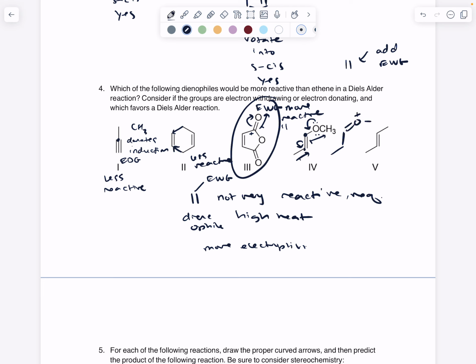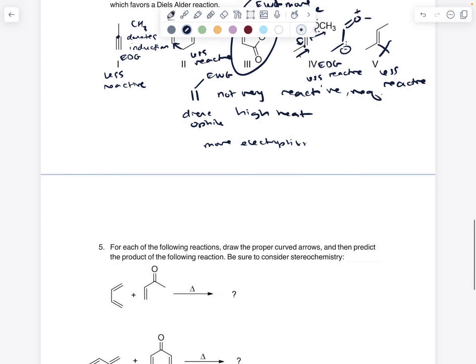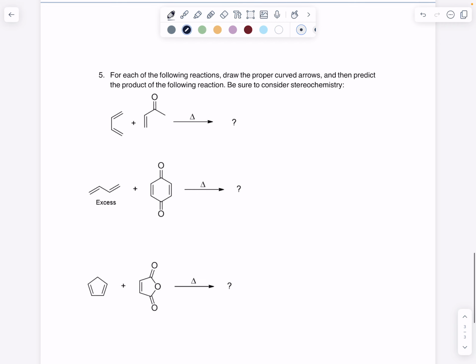So because of that resonance structure, this is actually overall an electron donating group, and it is less reactive. And then this last one's also less reactive because it just has CH3 groups. So the only one that's more reactive, I would say, is answer choice 3, or is the third one.